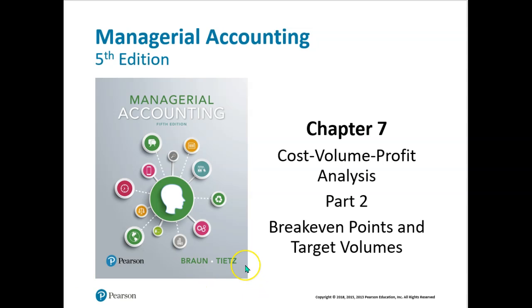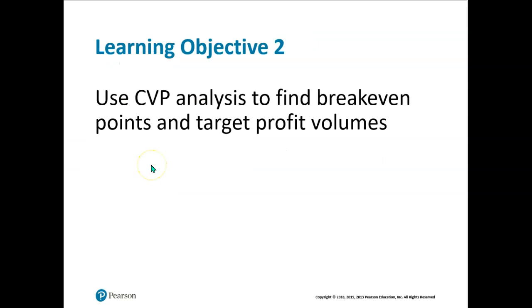Okay, Chapter 7, Cost, Volume, Profit Analysis, Part 2, Break-Even Points and Target Volumes. In this presentation, I'm going to review using CVP analysis to find break-even points and target volumes.